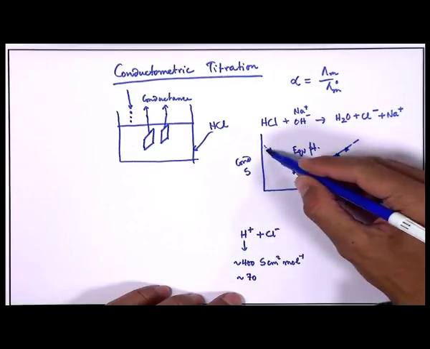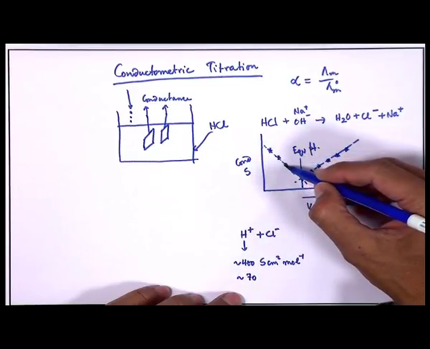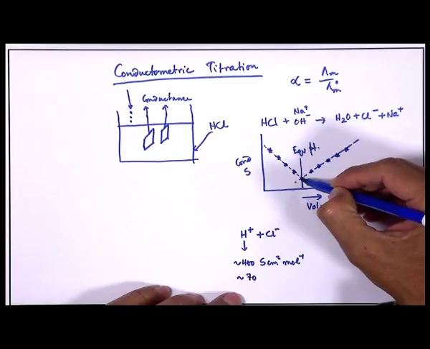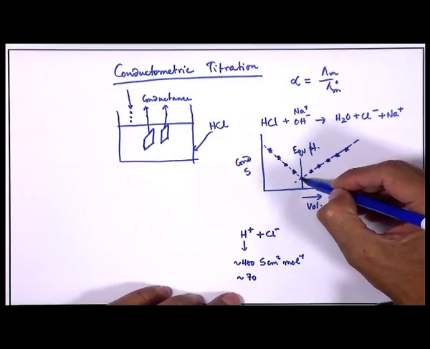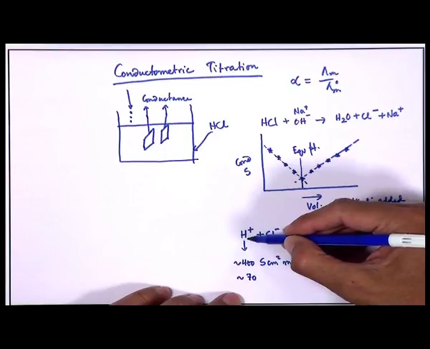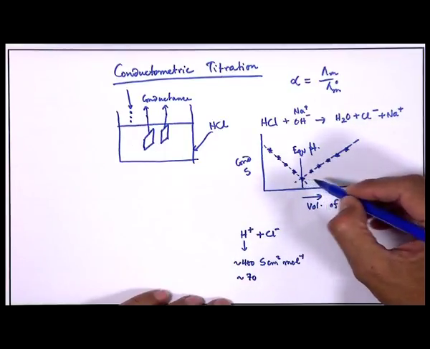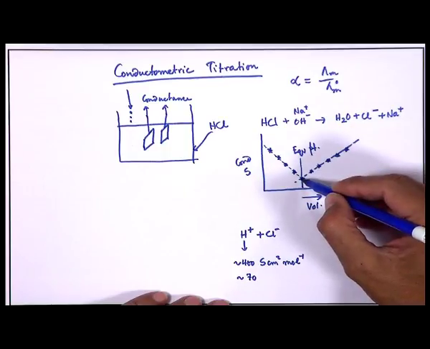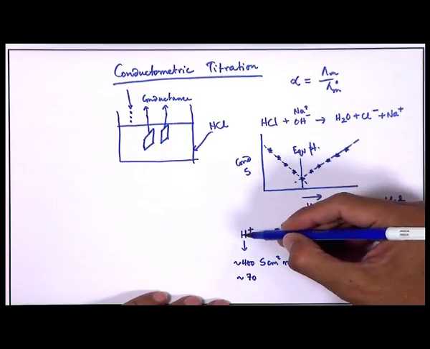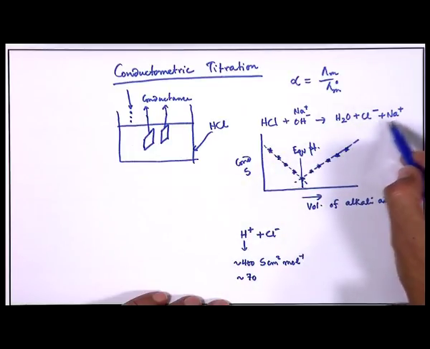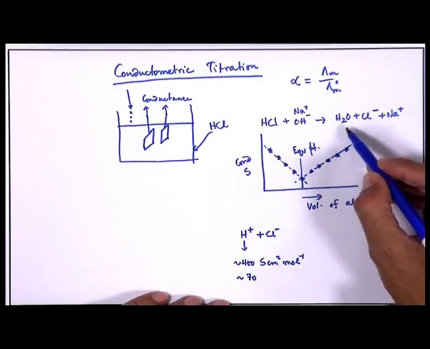So, that is why it keeps on decreasing like this, and this decrease will reach an extremum point, because extreme point means there is no further removal of H plus by OH minus when the equivalence point is reached. So, at the equivalence point, all the H plus ions are exhausted and replaced with sodium ions, and H plus is converted to water.